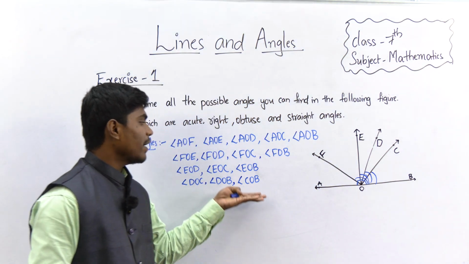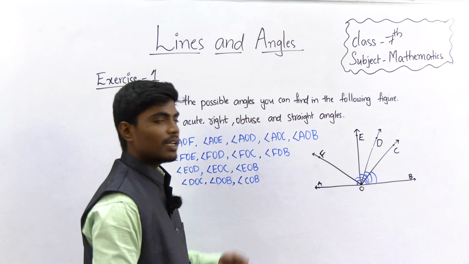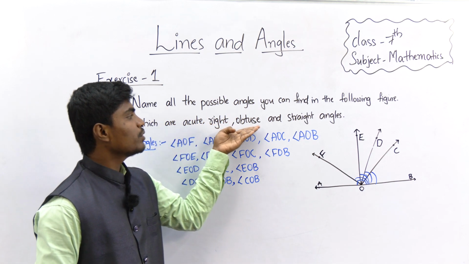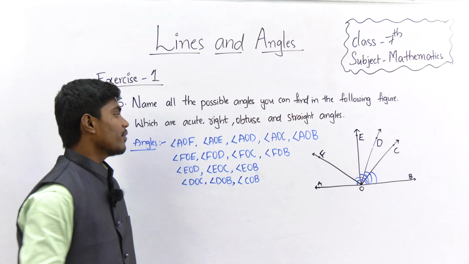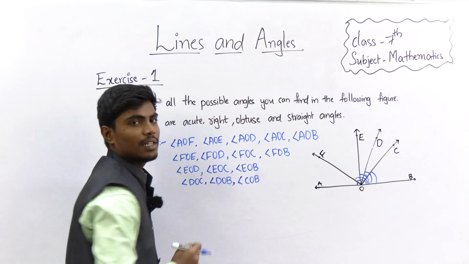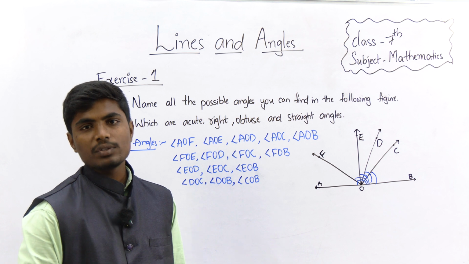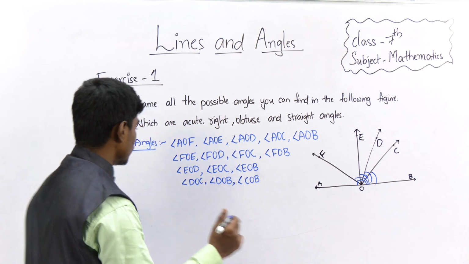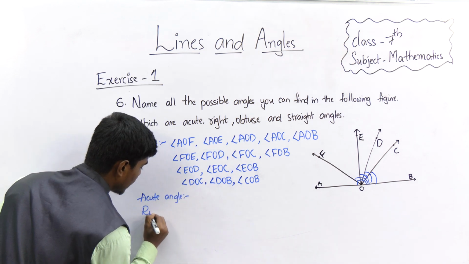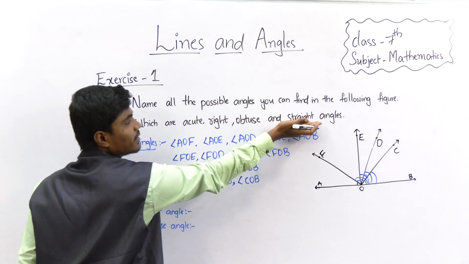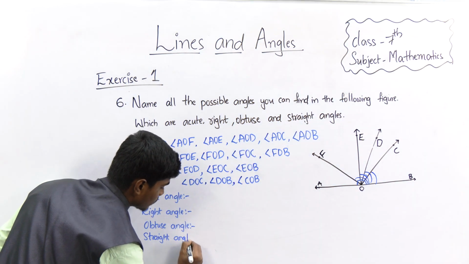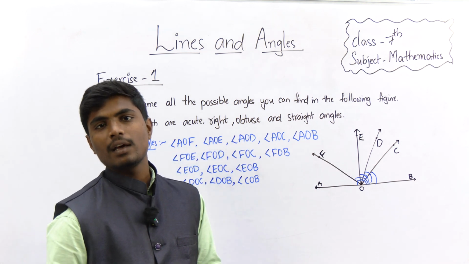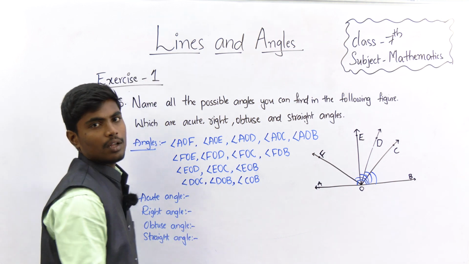Here we have named the angles. After that, what we have to do is divide these angles into acute, right, obtuse, and straight angles according to their measure. So acute angle, right angle, obtuse angle, and straight angle. We have to check each and every angle and write it in the appropriate place.